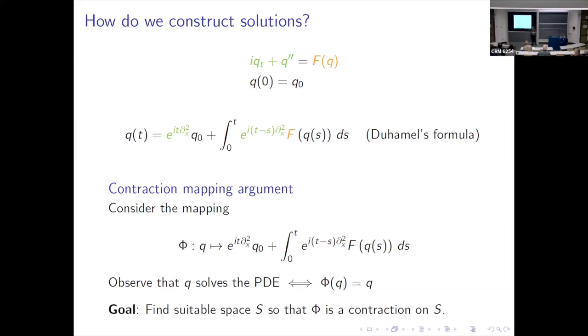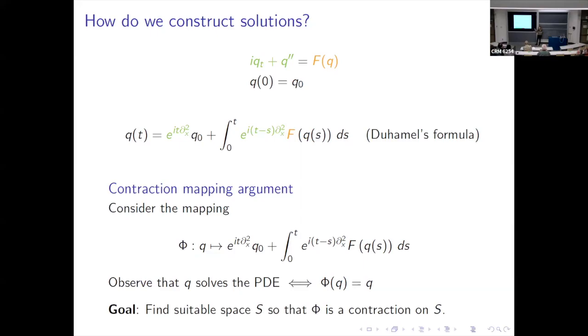So if we consider the mapping phi that takes Q to the right-hand side of Duhamel's formula, we observe that in order for Q to solve the PDE, it will have to solve Duhamel's formula. So phi of Q will have to be equal to Q. So finding solutions for my PDE equates to finding fixed points for phi. So the goal here is to find some suitable space S so that phi is a contraction on that space.